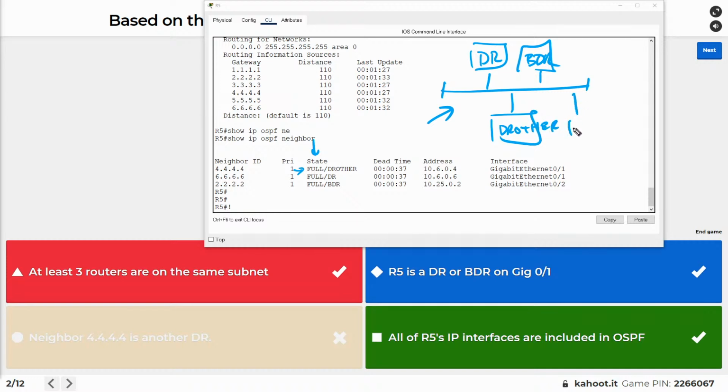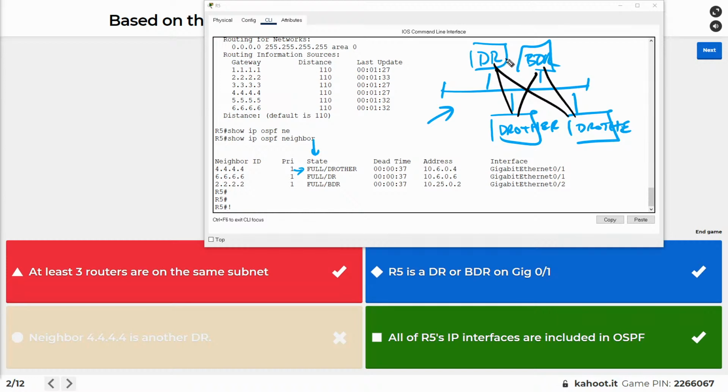And if we have multiple DR others, meaning they're not a DR and not a BDR, everybody gets a full adjacency, and I'll put that in black. Everybody gets a full adjacency with the DR and the BDR. Just like that. That's the logical adjacencies, but they are not going to form a full adjacency with a DR other to another DR other. There's no need for it.